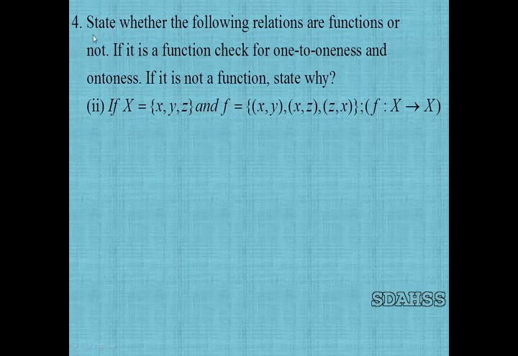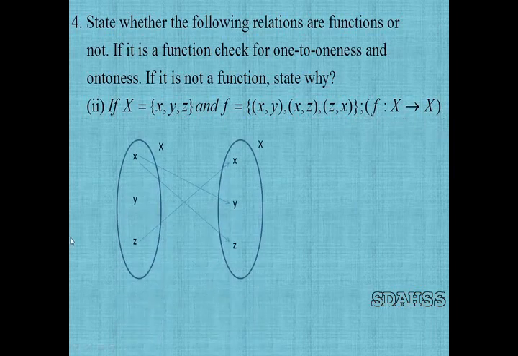Fourth sum. State whether the following relations are functions or not. If it is a function, check for one-to-oneness and onto-ness. If it is not a function, state why. Subdivision 2. If X is equal to the set of all x, y, z and f is equal to the set of all (x, y), (x, z), (z, x) such that f is defined from X to X. So you have to draw an arrow diagram.